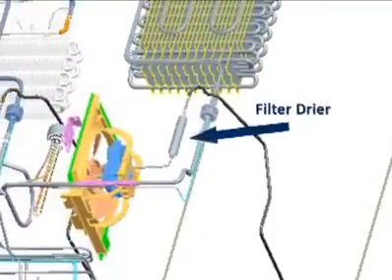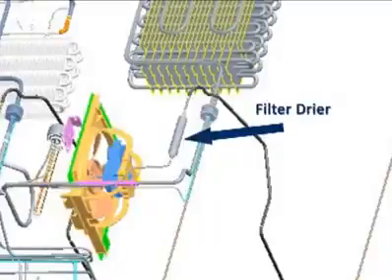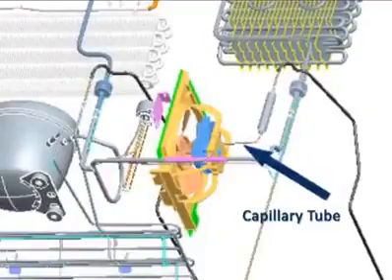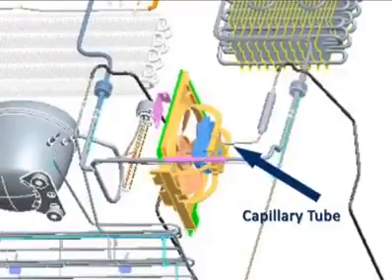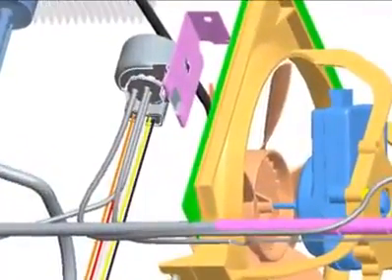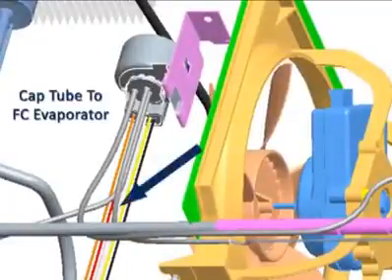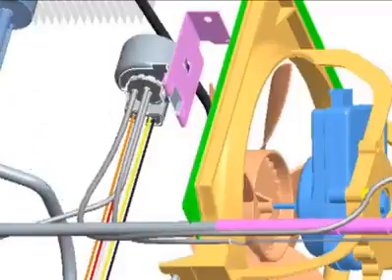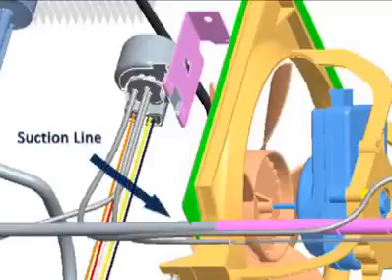The outlet of the heat loop is connected to the inlet of the filter dryer, which is designed to filter out debris and remove any moisture. The outlet of the dryer is a capillary tube, also called cap tube. It connects the filter dryer to the inlet of the three-way rotary valve. The three-way refrigerant valve directs the refrigerant flow. There are two cap tube outputs from the valve. One is connected to the inlet of the freezer evaporator and the other is connected to the inlet of the refrigerator evaporator. The outlet tubes from the refrigerator and freezer evaporators merge into one suction line that connects to the compressor.